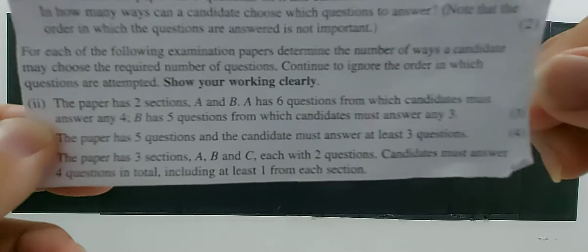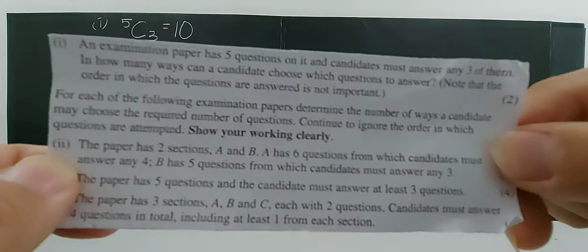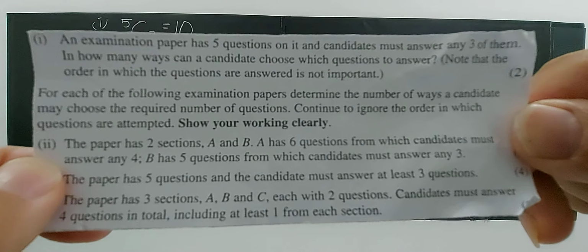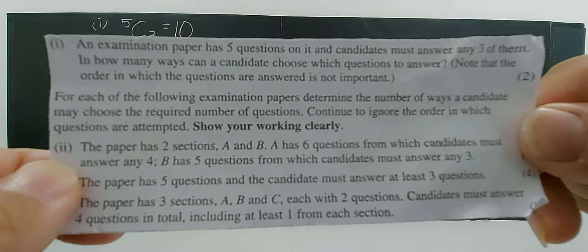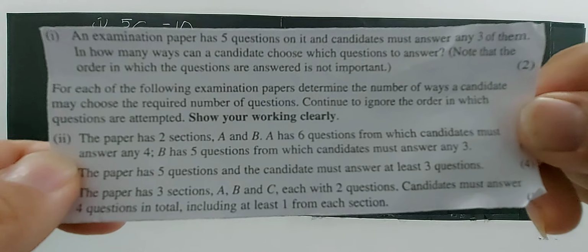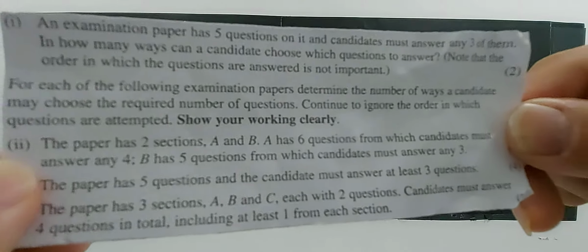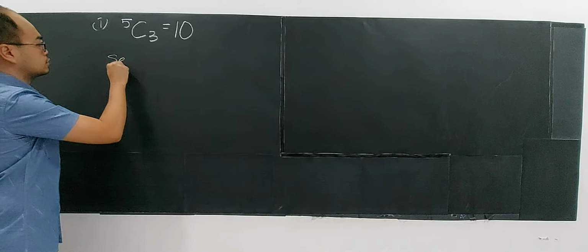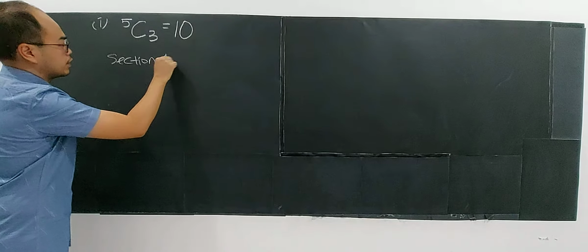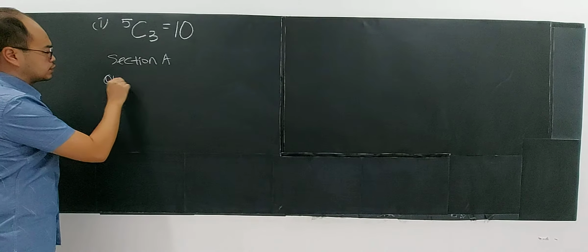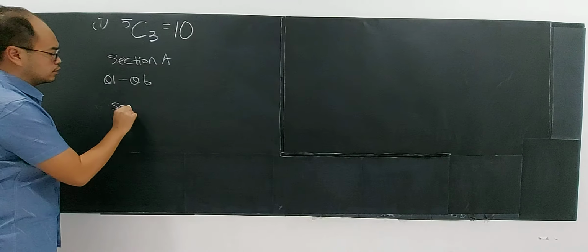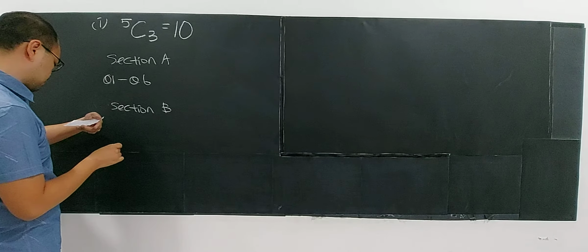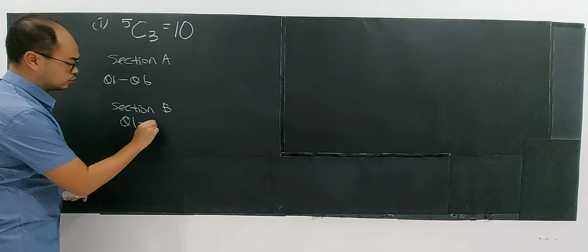Section A has 6 questions, from which the candidate must answer any 4. Section B has 5 questions, from which the candidate must answer any 3. So in total we have 11 questions. Section A has 6 questions, and section B has 5 questions, question 1 to question 5.